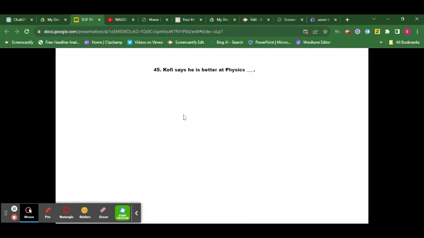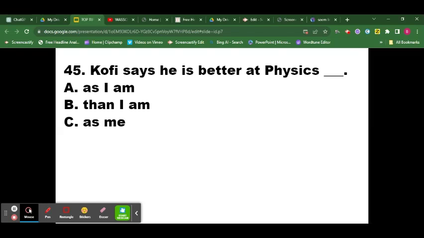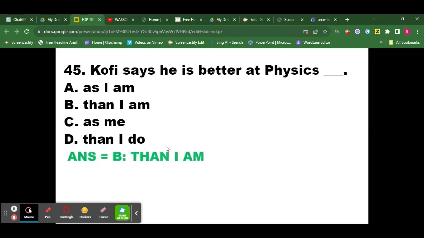Okay. Question 45. Kofi says he's better at physics, blank space. A, as I am. Can you say Kofi is better as I am? Doesn't sound grammatically correct. B, than I am. C, as me. And D, than I do. Of course, when you say better, what follows is than. So B is the appropriate option.